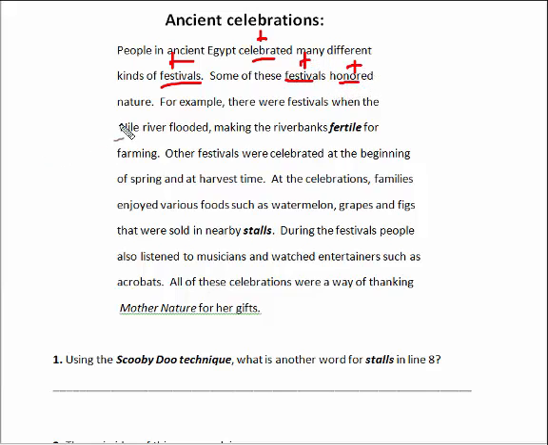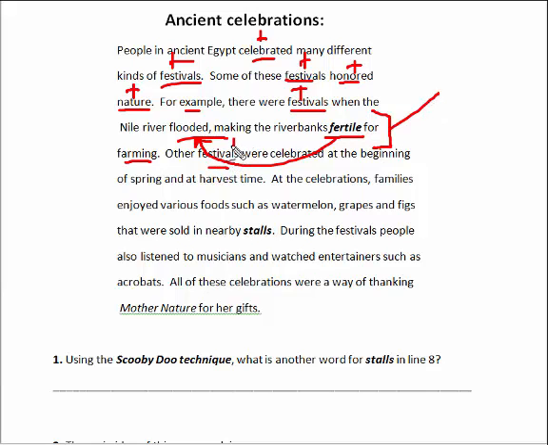When I say the word nature, I feel like that reminds me of the outdoors. That is a positive word in general. Festivals is positive as well. Flooding is negative. Fertile. Fertile has something to do with flooding, and it has something to do with farming. I'm not sure. We'll have to look at that one again, and I don't want to give the answer away because that's one of the questions here.